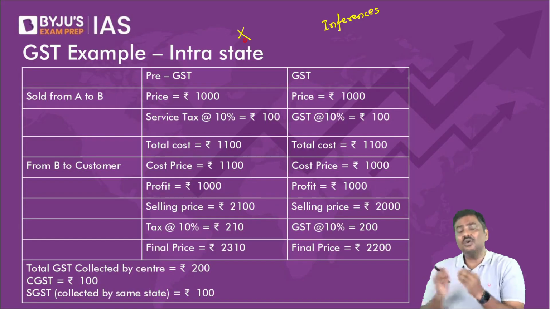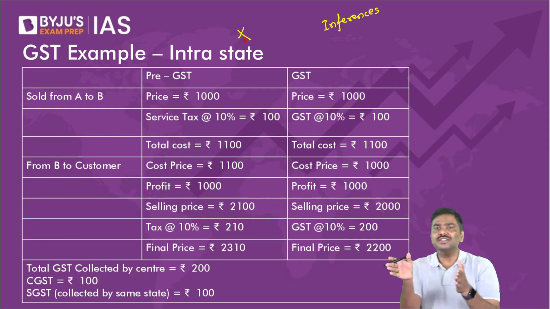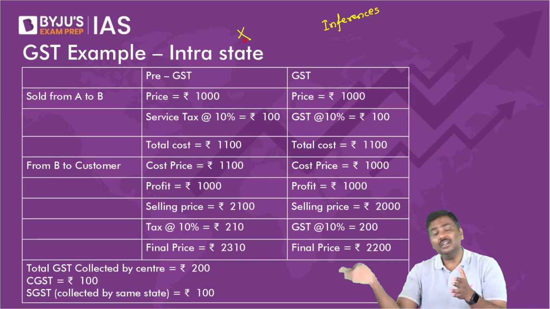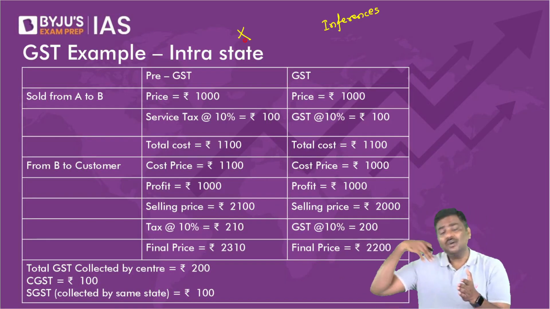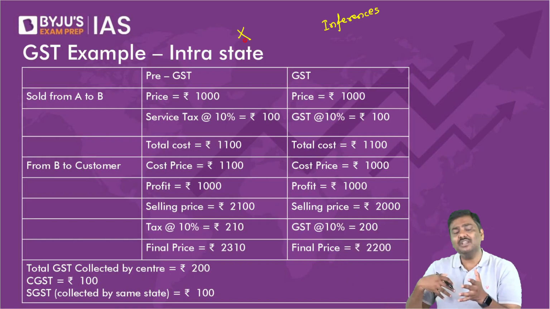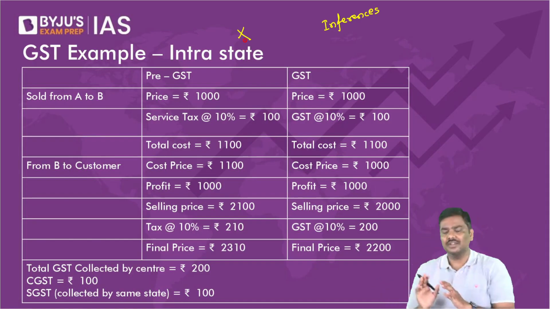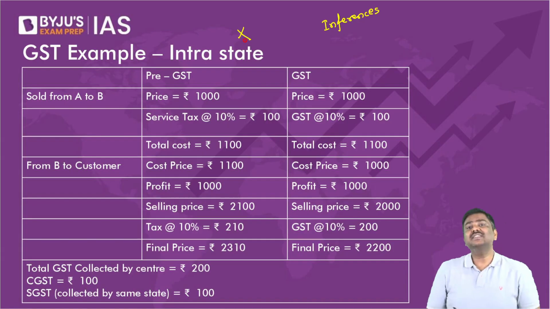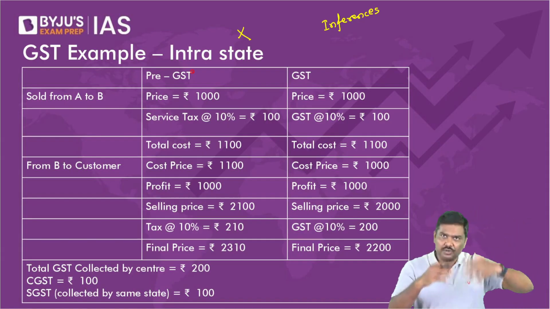Make inferences. What do you mean by inferences? How GST is better compared to earlier system? Is there cascading effect? No cascading effect. How CGST, SGST will be distributed? How GST will function? Please focus. The pre-GST era, before GST, how it used to happen.